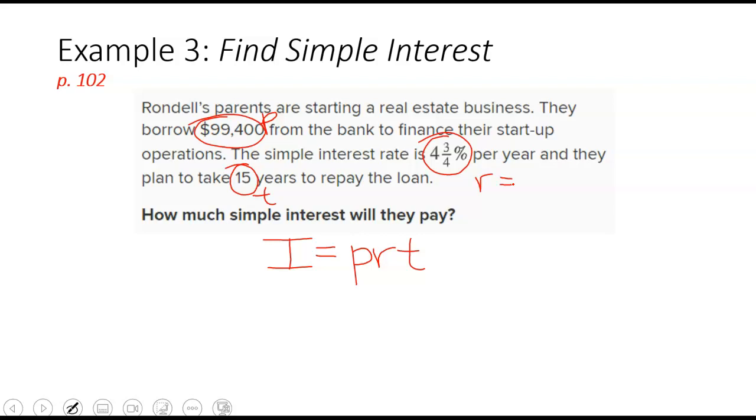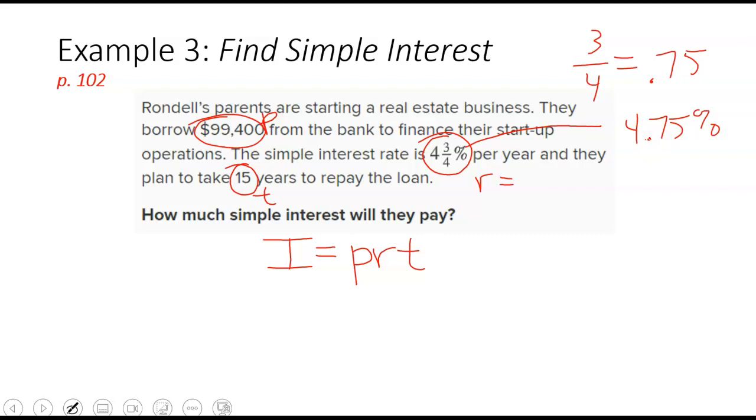And if you know what 3/4 is, 3/4 is a common fraction that you should know and memorize, that 3/4 is equal to 0.75. But if you don't, you can always do 3 divided by 4 in your calculator and it will give you 0.75. So this is really 4.75%. So we can write 4 3/4 as 4.75%.